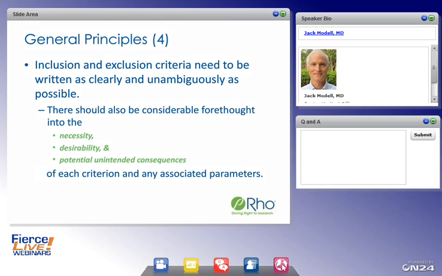But left unchecked, it would limit enrollment because you're excluding people who are perfectly acceptable to be in the study. And you're limiting the generalizability of the study results, because that product may be useful far beyond men who are in monogamous relationships with women. So again, think through each criterion and ask yourself, is there anything unintended that could happen, and do we really need it?